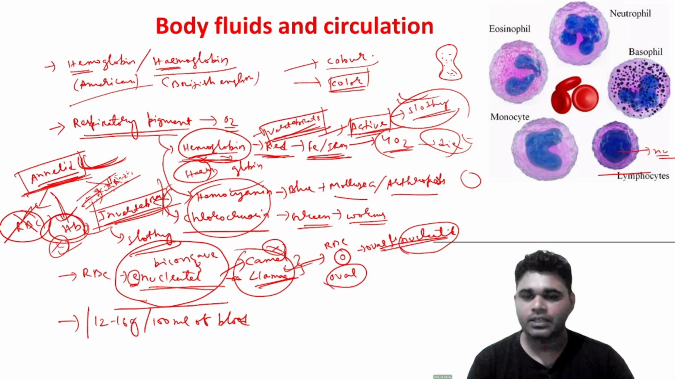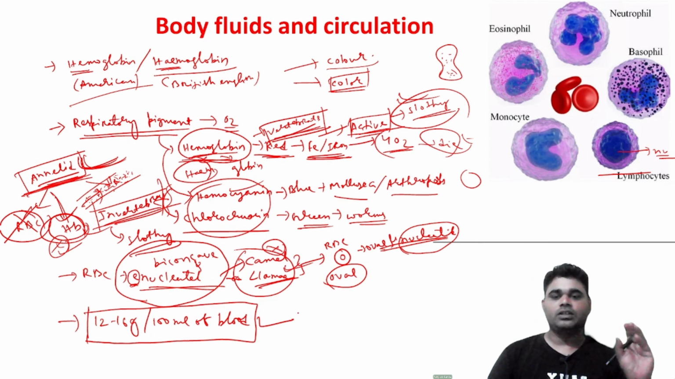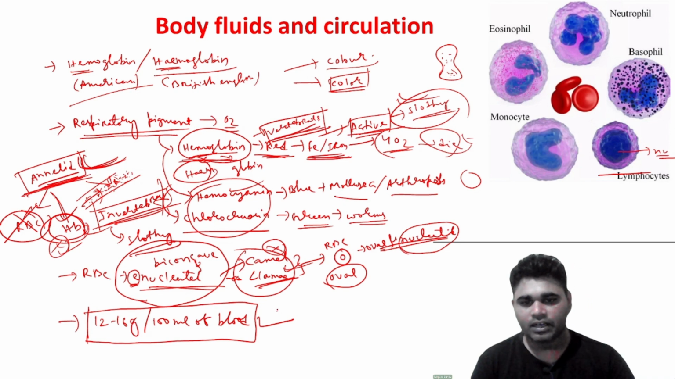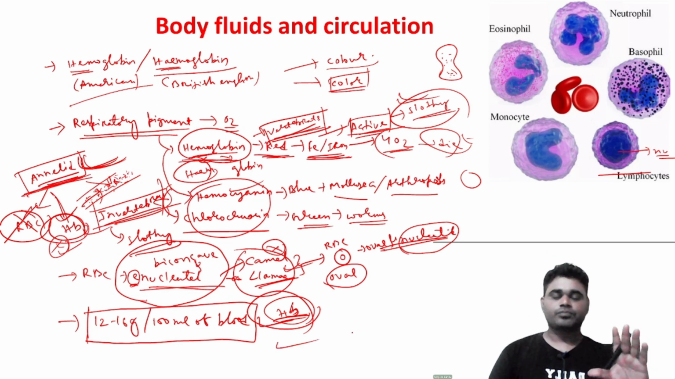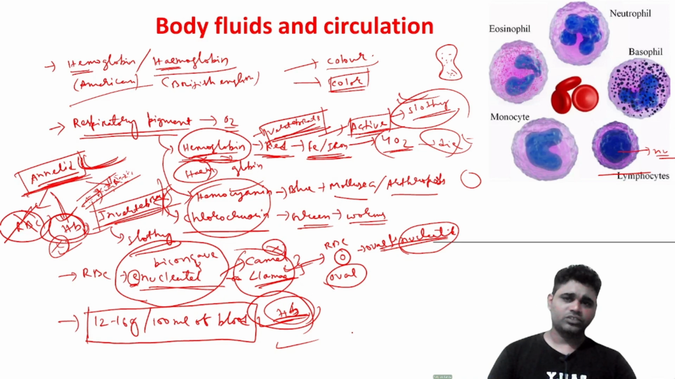This is very important. Remember, 12 to 16 gram per 100 ml of blood is the concentration of the hemoglobin, and it will be asked many times in the NEET exam. So the concentration of the hemoglobin is 12 to 16 gram per 100 ml of the blood. Okay. So these are the structure and details about the RBC.